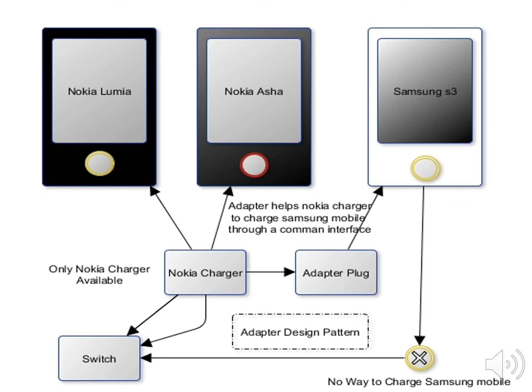As you can see in this diagram, both Nokia mobiles can be connected with the Nokia charger for invoking the functionality of charging, but the Samsung mobile will only be connected with the Samsung charger. But we want to use the same Nokia charger to charge the Samsung mobile. So instead of changing the Samsung functionality or the Nokia charger functionality, we will write an adapter plug class, and using this adapter plug class, we can connect the Samsung mobile and the Nokia charger with each other. So it will resolve the issue of incompatibility between two different interfaces.